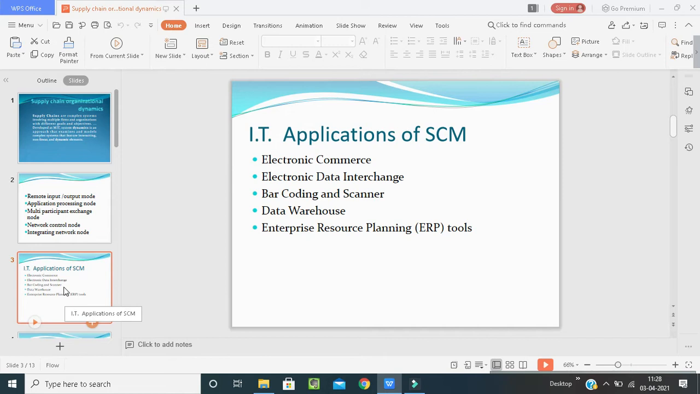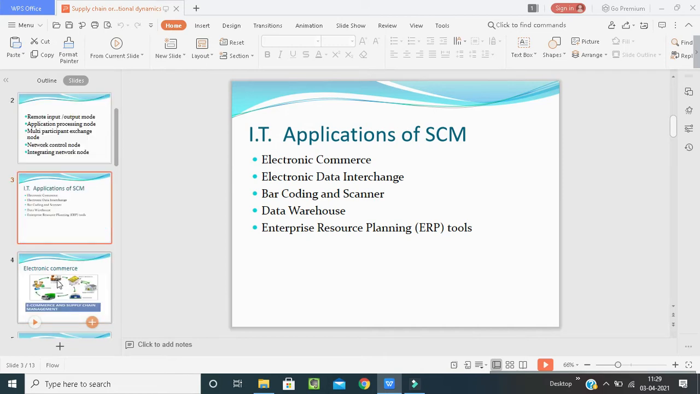Among them, the first one is electronic commerce, that is e-commerce. Second one is electronic data interchange, EDI. Third one is barcoding and scanner. Fourth one is data warehouses. Fifth one is ERP tools. ERP means enterprise resource planning. All these things will be there. With the help of these, people are able to generate business.